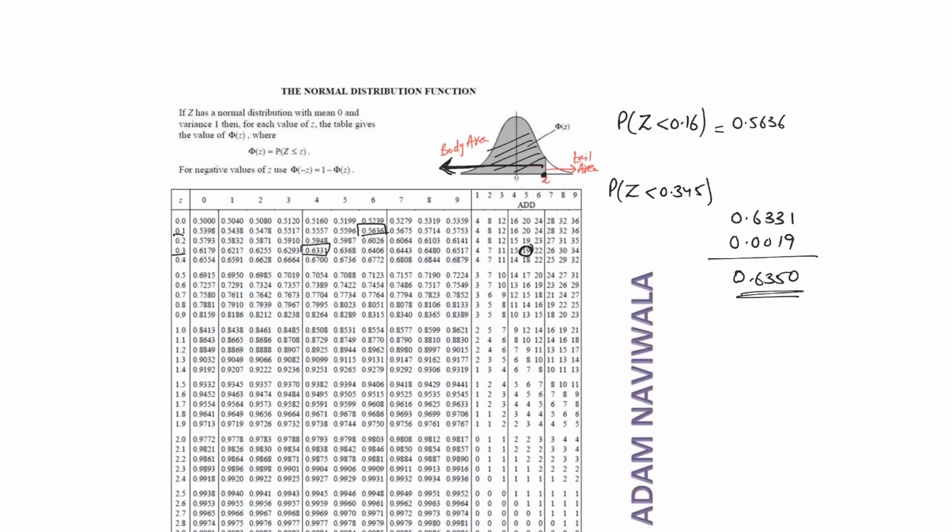Okay, now what do we do if we have a z value that is even greater than 3 decimal places? For example, probability of z less than 1.3469, so you will round this up to 3 decimal places. So probability of z less than 1.347, and then you will find the probability in a similar way.